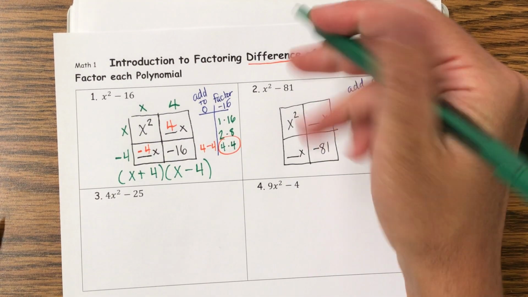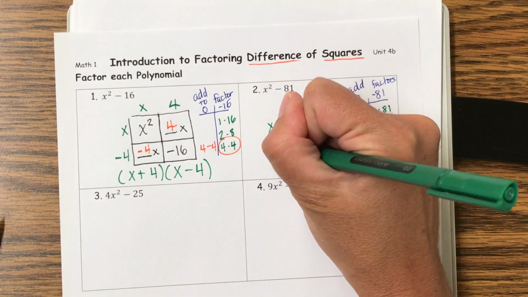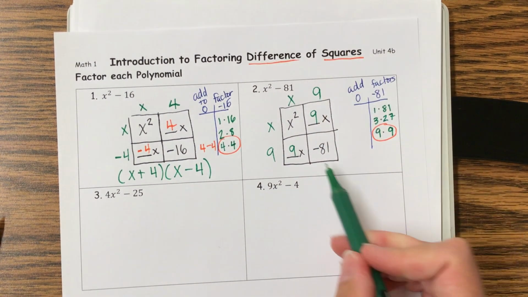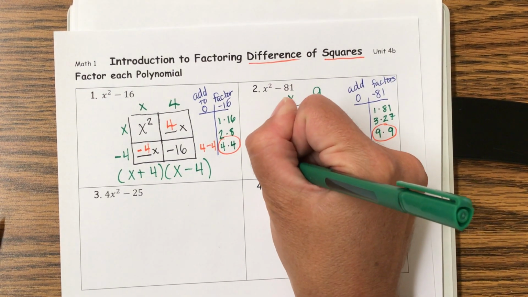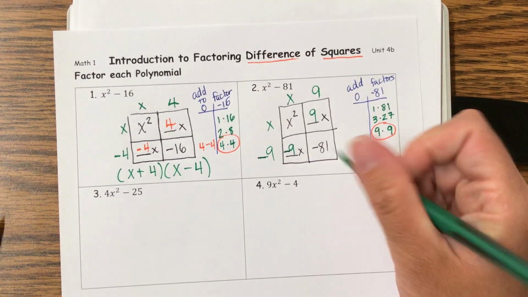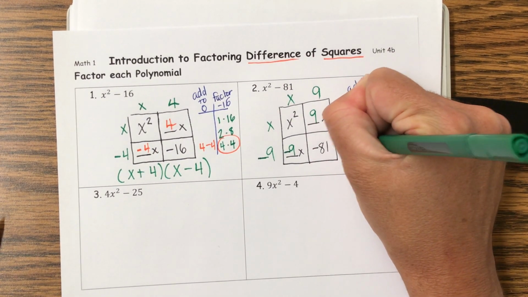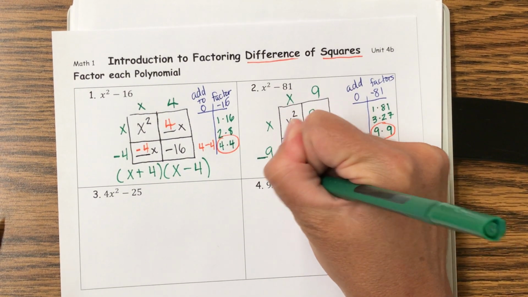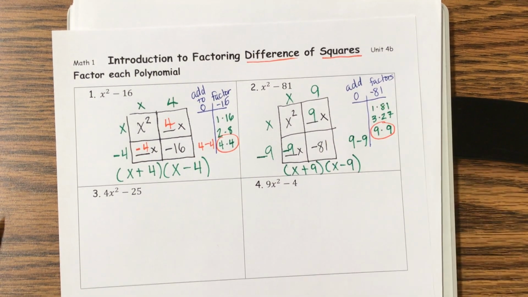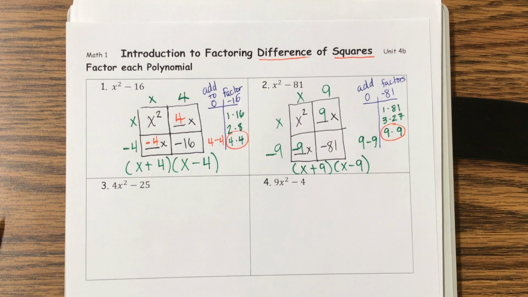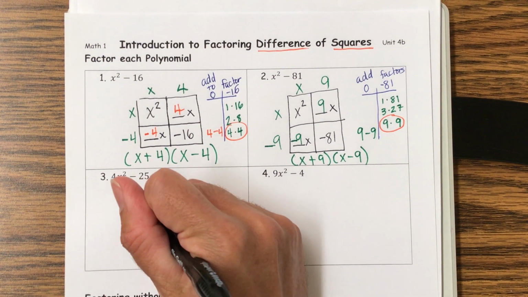So 9x here, 9x here, x, x, 9, 9, but we got to get to a negative 81, so one of them has to be the negative. So maybe that one could be my negative, and so negative 9x and 9x are going to add to 0. So now we've got our dimensions, x plus 9 and x minus 9. So maybe you're starting to notice and see a pattern. So let's take a look at the next one.